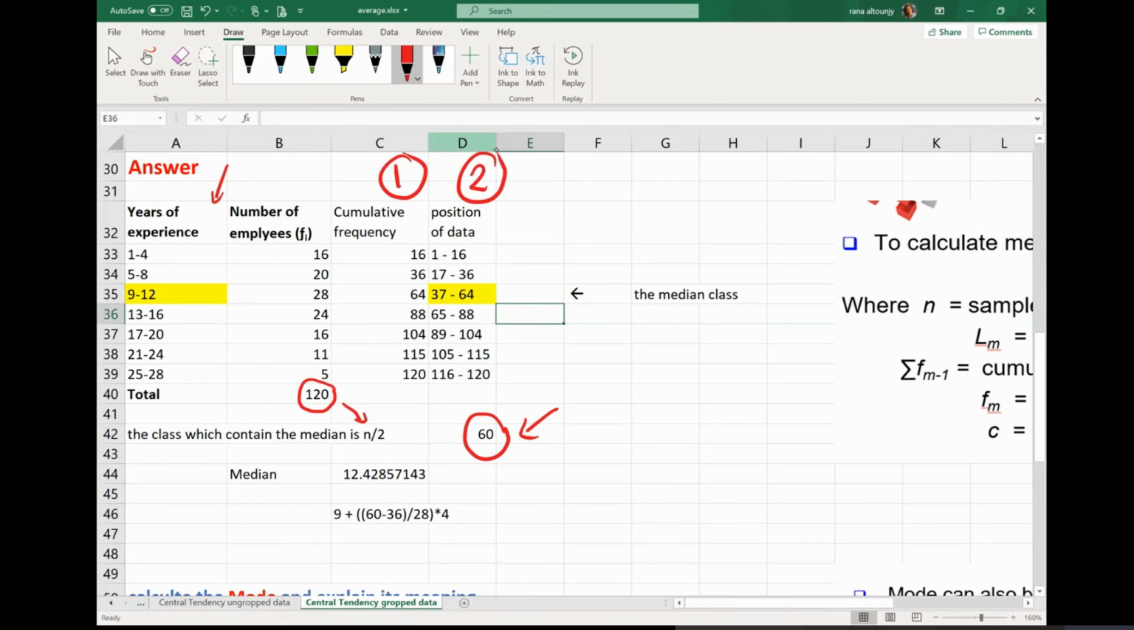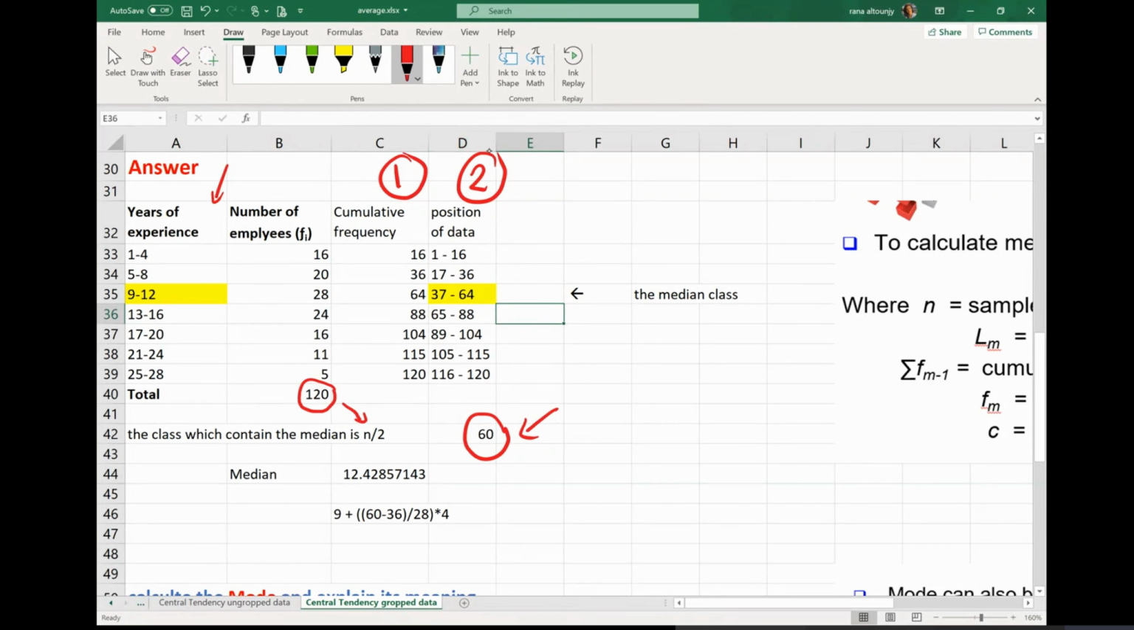we have 16. In the second group, we have 36. It means it includes the data number 17, which is after the first category, till 36. Then from 37 to 64 and go on. So first step, we need to calculate the cumulative frequency.